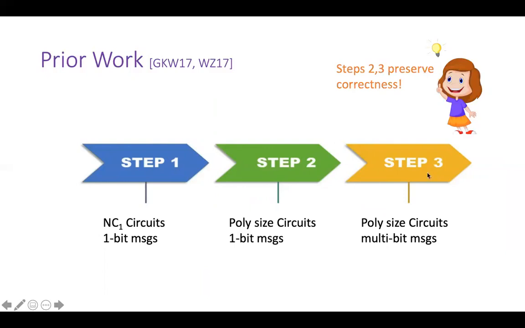And in the previous work, the lockable obfuscation that is output by step 1 is actually not perfectly correct. We'll look into the previous construction, we'll see why it's not perfectly correct and what changes we can make to make it perfectly correct. And from now on, we'll just concentrate on NC1 circuits and 1-bit messages.